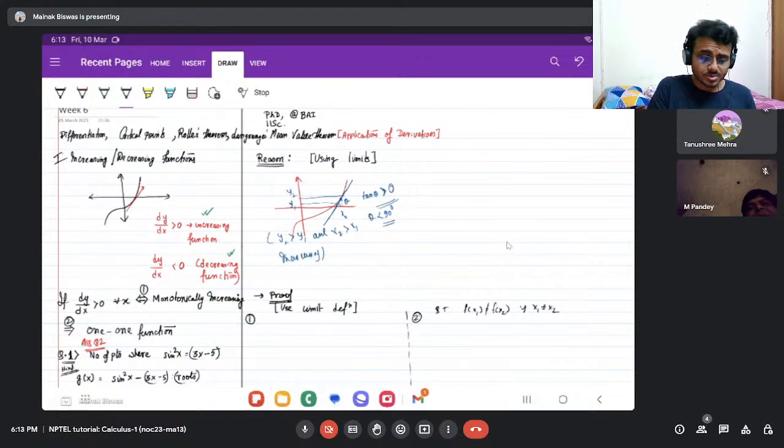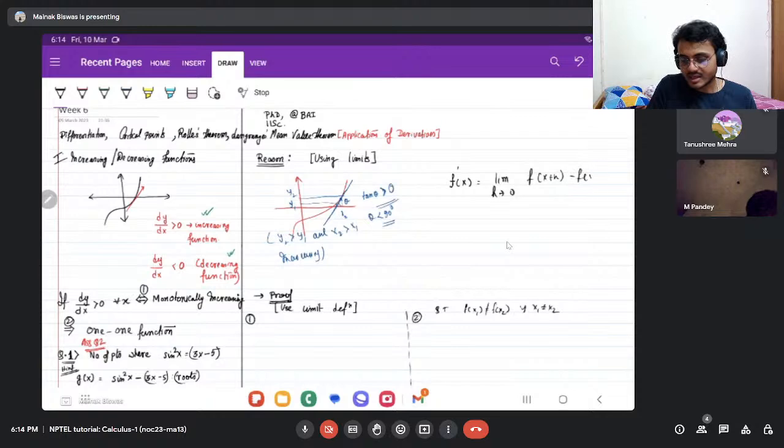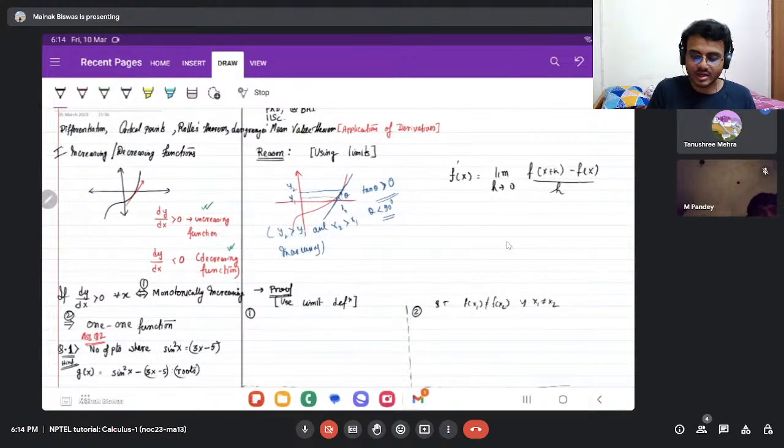So what we do now is we see why, for an increasing function, derivatives are greater than 0. See, how is a derivative defined? f dash x is defined as limit h tends to 0 of f of x plus h minus f of x by h, right? This is how we define derivatives.